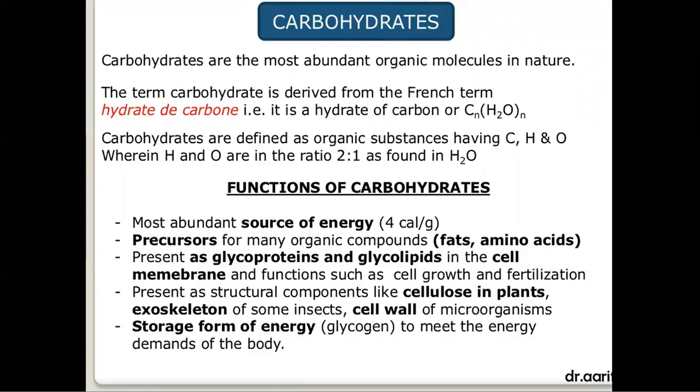Examples of carbohydrates are sugars, starch, and fibers. These carbohydrates are the most abundant source of energy, giving 4 calories per gram. They are also available in the form of glycoproteins and glycolipids, which are useful for cell membrane synthesis. They are also available as cellulose in plants and the exoskeleton in some insects. In humans, it is available as glycogen to meet the energy demand of the body. Carbohydrates are mainly used as precursors for the synthesis of fats and amino acids.